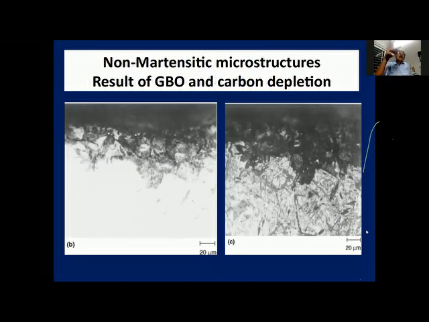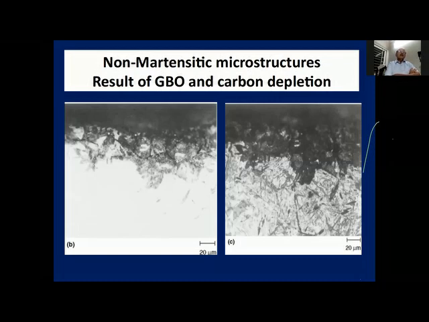Non-martensitic microstructures can be seen if the carburizing process is not properly controlled, especially in the last part of the carburizing and cooling cycle. The structure that we see has non-martensitic phases like bainite, and also some amount of pearlite may be present.